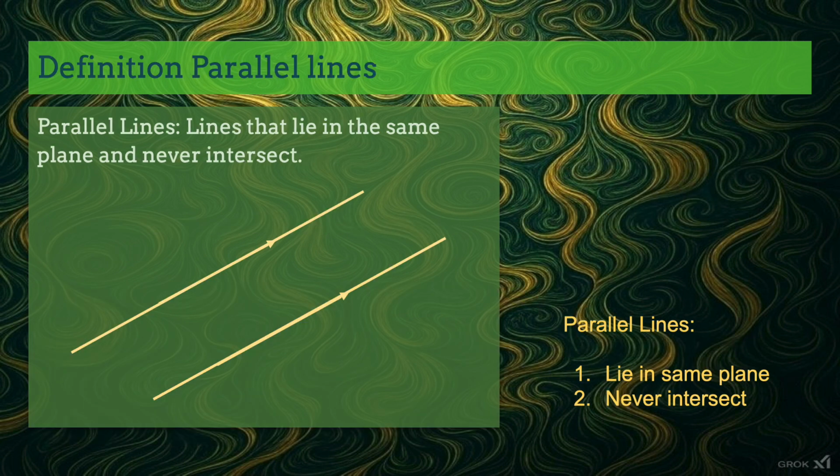The definition of parallel lines: parallel lines are lines that lie on the same plane, it's like a flat piece of paper, and never intersect. So you can't bend the paper, it has to be flat on a desk. If you have a piece of paper flat on a desk, that's a plane. If you bend the piece of paper, it's no longer a plane. You notice that these indicated lines are parallel, and they have to lie in the same plane, same flat surface, and they can never intersect.